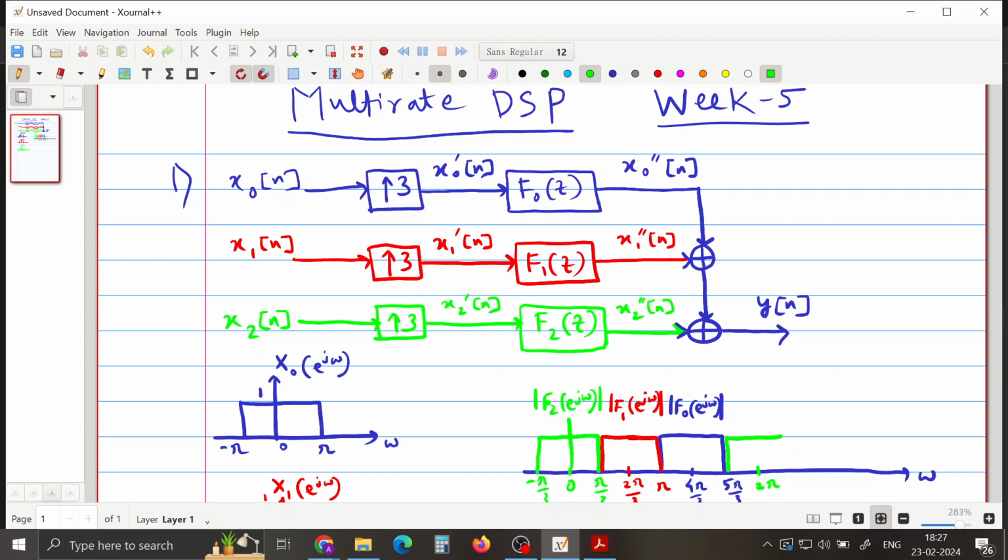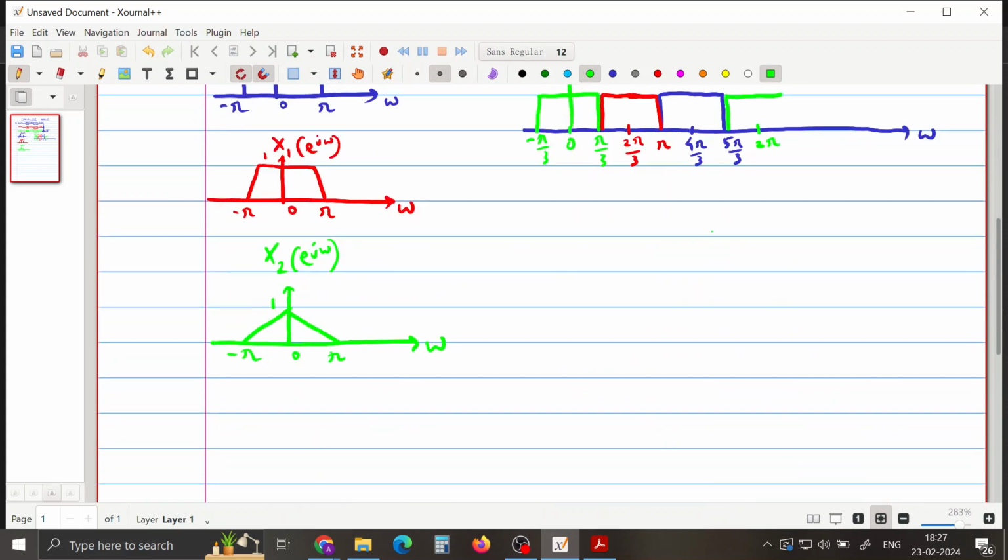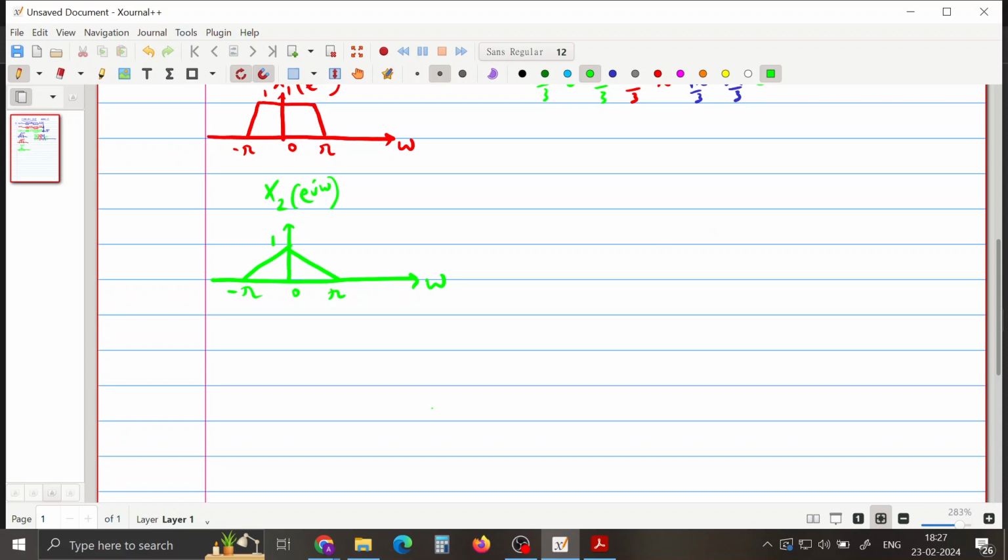So we are looking at the first branch, the branch on the top. We are trying to find the spectrum for x naught prime of n. Now, how does x naught, color should be different. We'll go back to blue color because we are dealing with x naught, the first branch. So x naught prime of e power j omega, the spectrum of x naught of n. What does it look like?